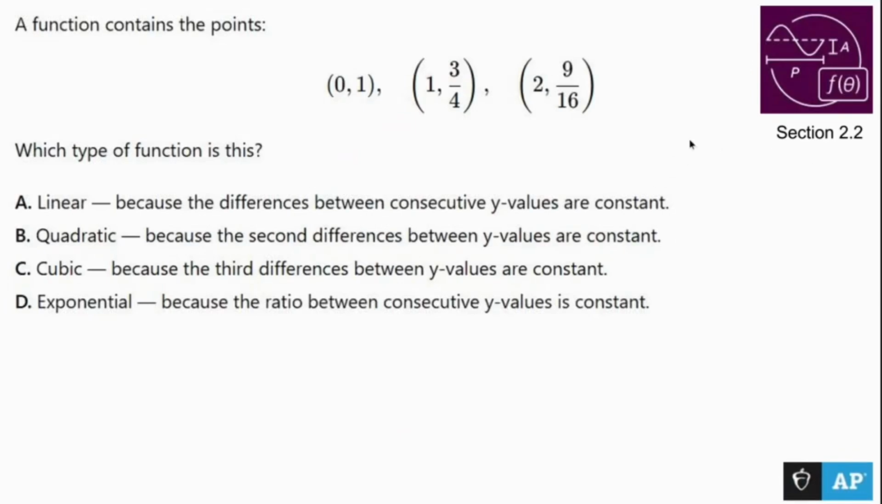Section 2.2, a function contains these points: 0, 1, 1 3/4, and 2 9/16. Which type of function is this? Linear, quadratic, cubic, or exponential? Well, if it's linear, you add the same number to get from one number to the next. So this one would have you subtract a quarter, and subtracting a quarter should get you to a half, not to 9/16. It's not linear.